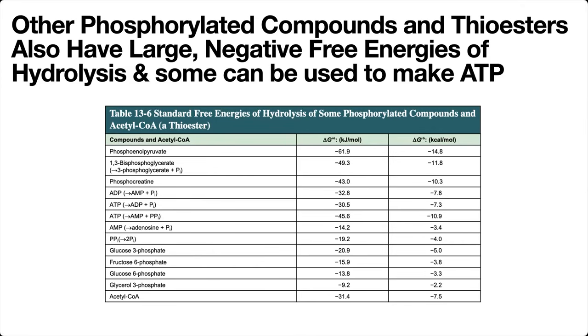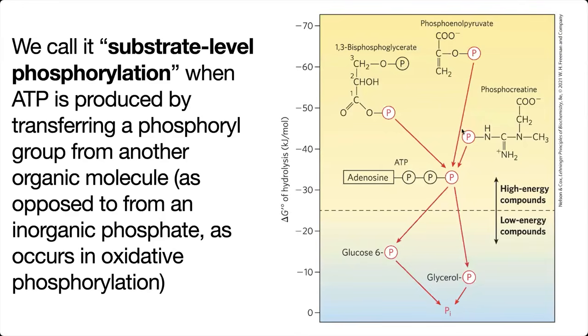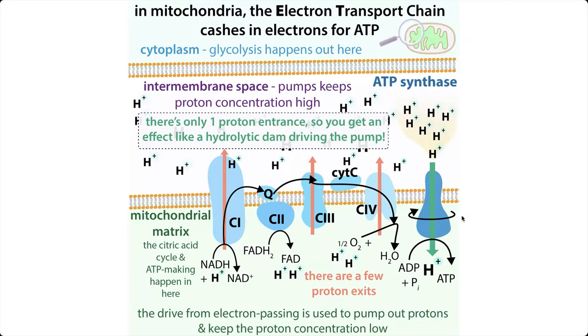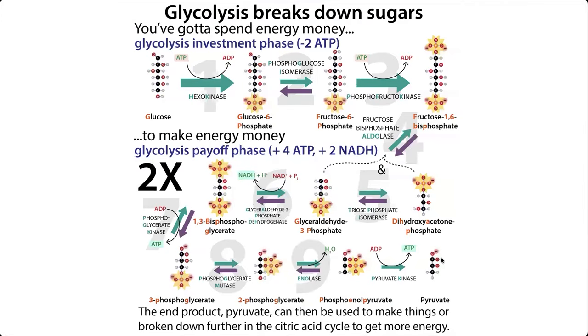But we're not transferring the free phosphate group, we're transferring the phosphate group from the phosphoenolpyruvate onto ADP to give us ATP. When we do things like this, where we add a phosphoryl group onto ADP to give us ATP from another organic molecule, we call this substrate level phosphorylation, as opposed to when we're adding it from an inorganic phosphate, such as with our oxidative phosphorylation reactions.